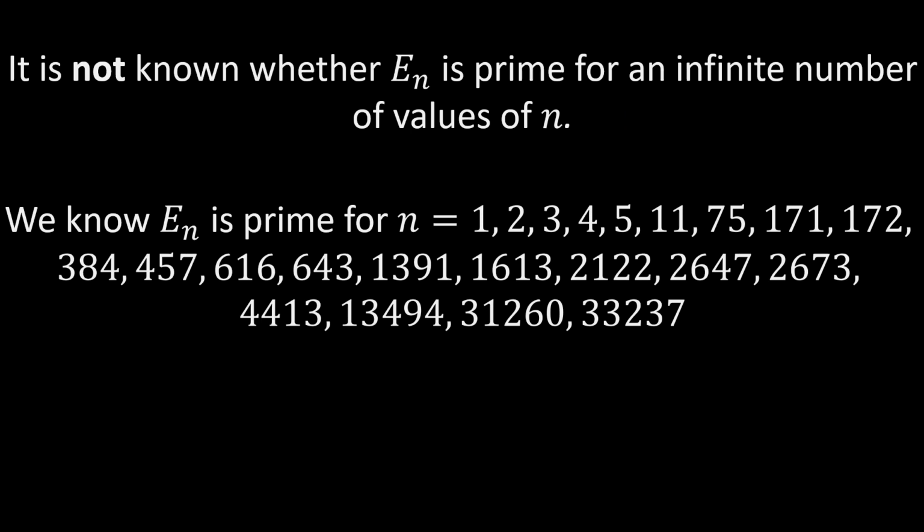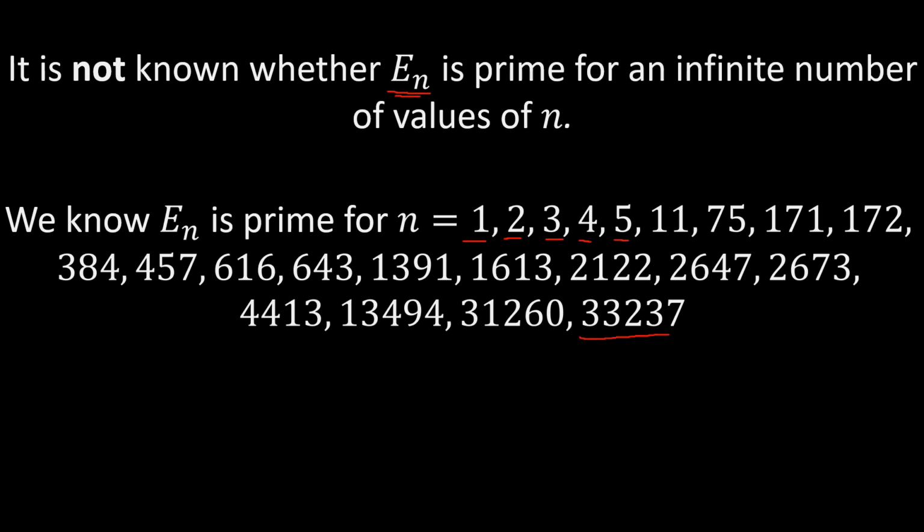Now, this is actually an important question here. It is not known whether En is a prime number for an infinite number of values of n. So we don't know if these numbers will give me a prime for many values of n. You can get a prime sometimes, and sometimes you don't get a prime number, you get a composite number. So we know that En is prime for n equals 1, 2, and 3, the ones that we saw. Also for 4, 5, 11, and so on until this one right here.